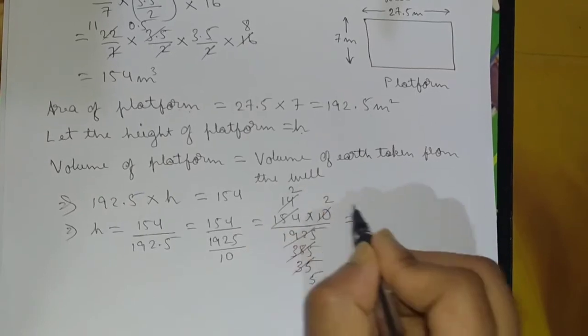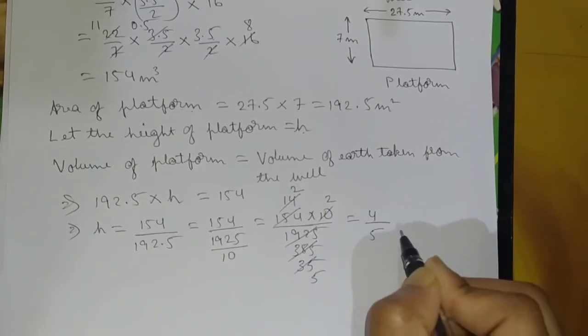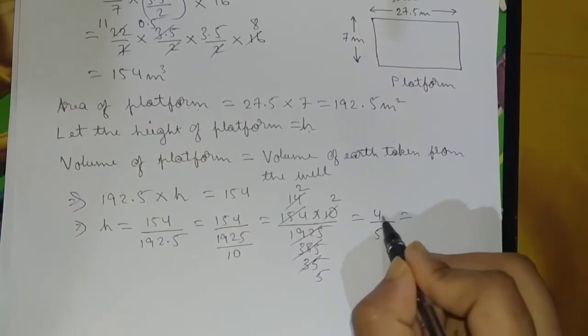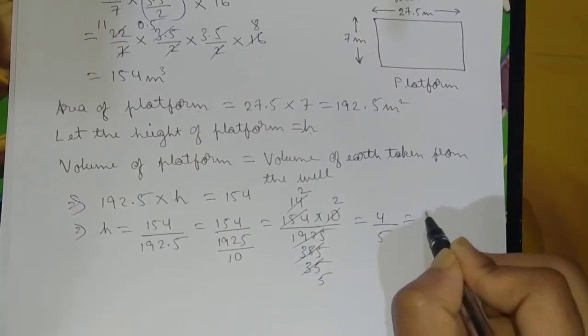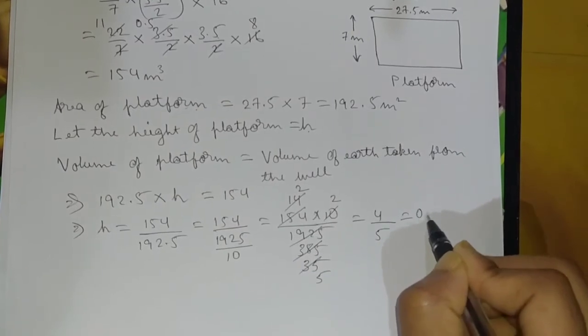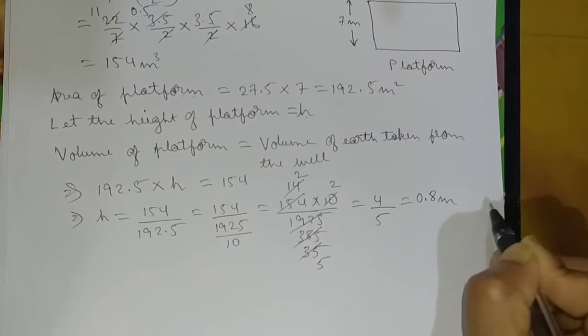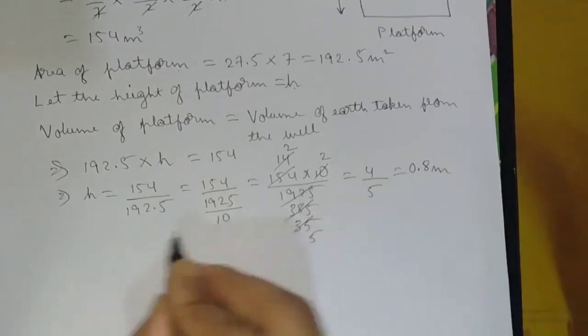So this is equal to 2 into 2 code 4 divided by 5. Divide 4 by 5 again, 0.8, the unit is in meters. So convert the meters to centimeters again.